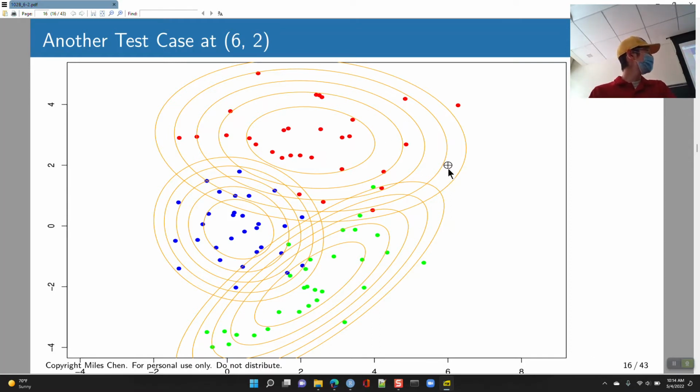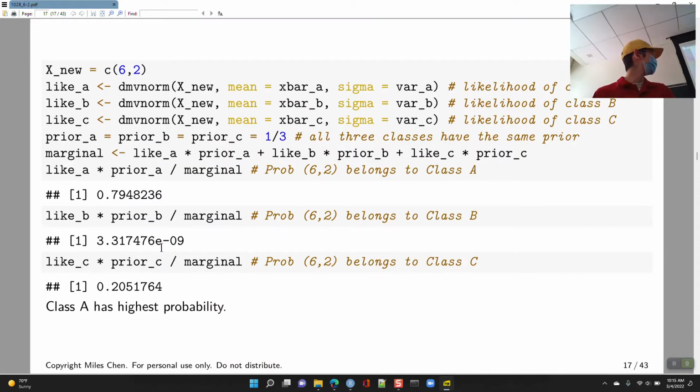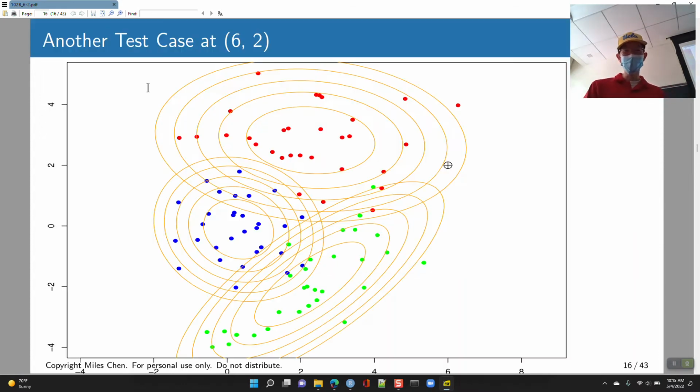So we're going to ask, what is the likelihood that red generates this point? What's the likelihood that green generates this point? We also include the likelihood that blue generates this point. Blue generating this point is very unlikely, but red and green look similar. Again, we calculate the likelihoods using the multivariate normal density. This is all on one slide, so it's kind of quick here. Our new test case is at 6, 2.